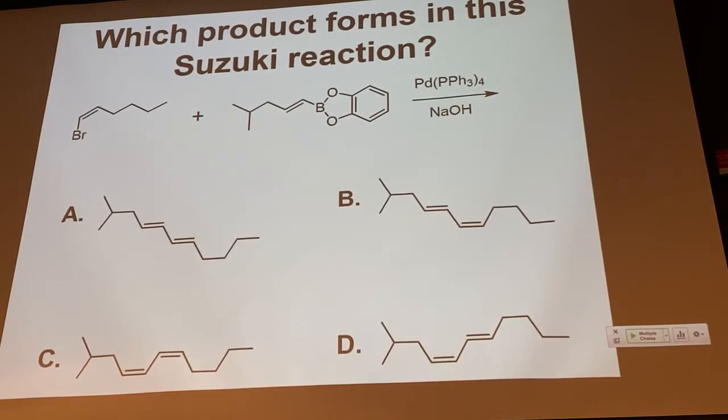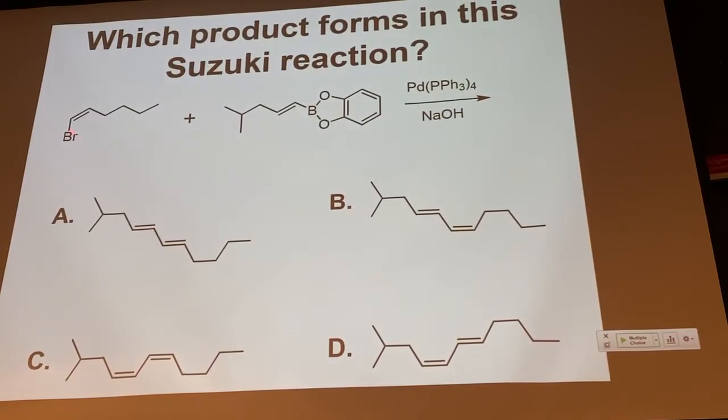Okay. So you notice that if you look at the product, the part on the left is what's coming from our boron reagent. And since that has a trans double bond, we need the trans double bond here. And you see the part on the right is coming from the vinyl halide, and so that's cis here, so it has to be cis there.